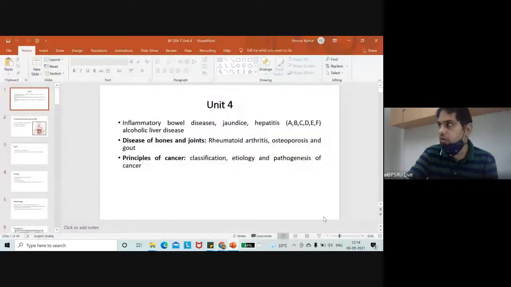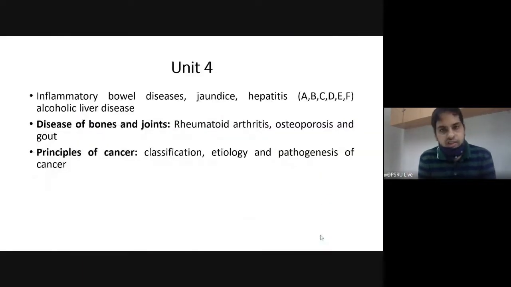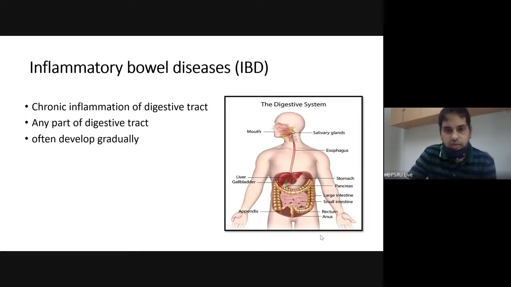Okay. So we are discussing unit 4, and in unit 4 we have already discussed IBD, that is the inflammatory bowel disease, and under IBD we have discussed Crohn disease and ulcerative colitis. We have already discussed jaundice, hepatitis, and alcoholic liver disease also we have covered. So today's lecture we are going to cover diseases of bones and joints: rheumatoid arthritis, gout, osteoporosis and osteoarthritis. So these we have already discussed, so I am not going to repeat it again.